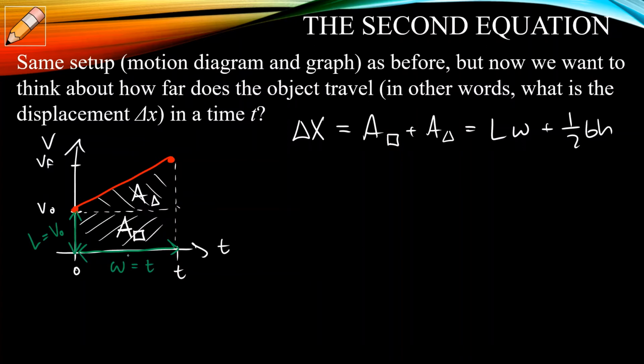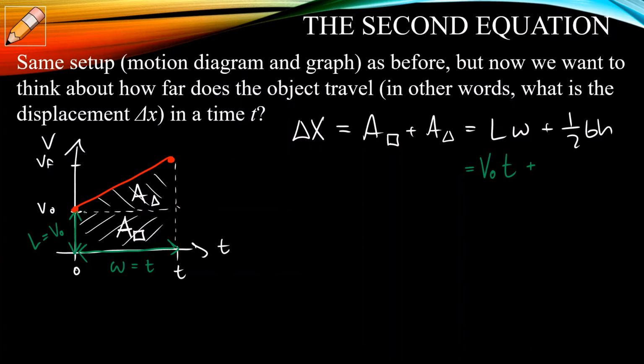The width is along the horizontal axis. It's representing how long we've traveled, and the vertical value represents the starting velocity of the object. So for the length and the width, we've got the initial velocity times time.